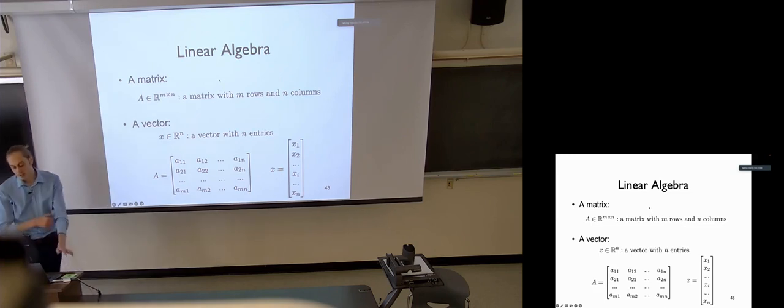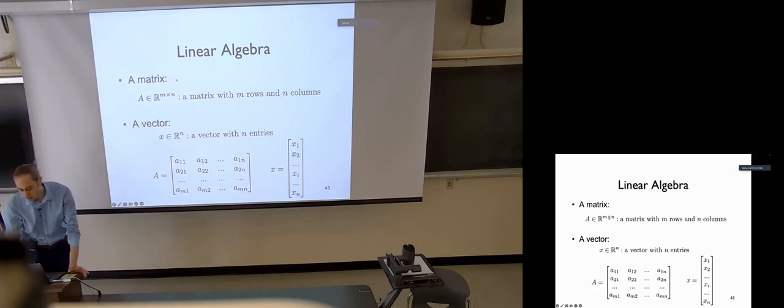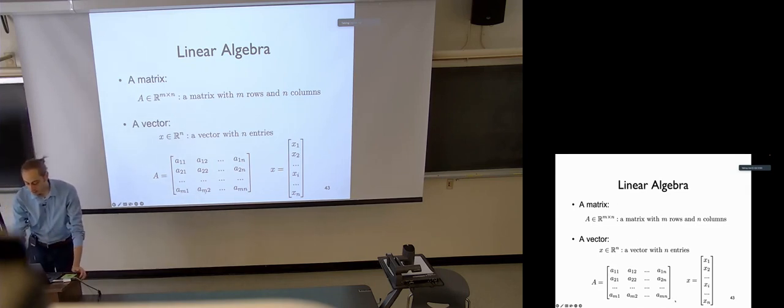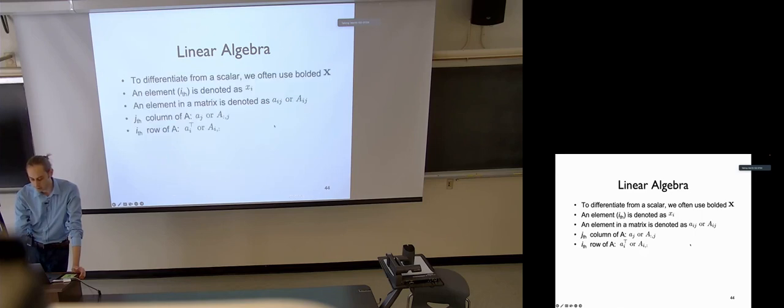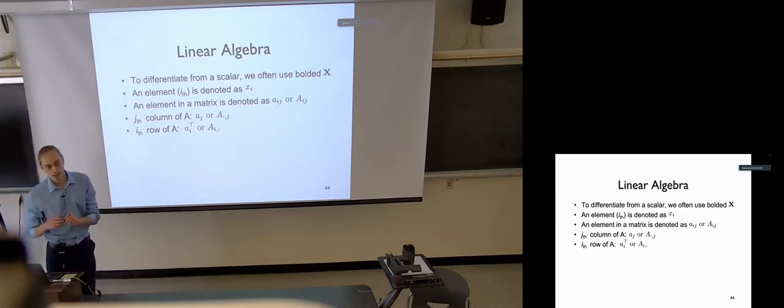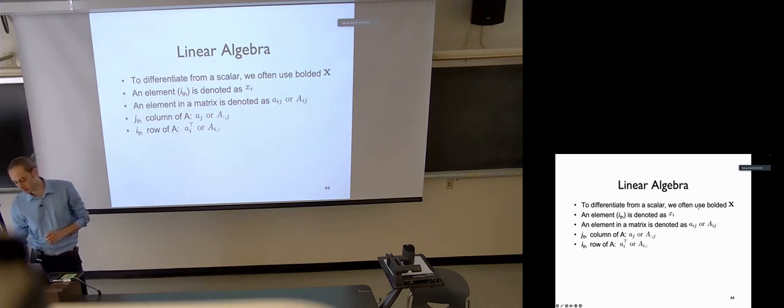So a matrix in linear algebra is literally a matrix with m rows and n columns, represented like this. And we have x here, a vector with n entries. That's what we call a matrix and a vector. These are definitions. Again, regarding your question, to differentiate from a scalar, we often use a bolded x. So often x is a vector that we differentiate from a scalar.